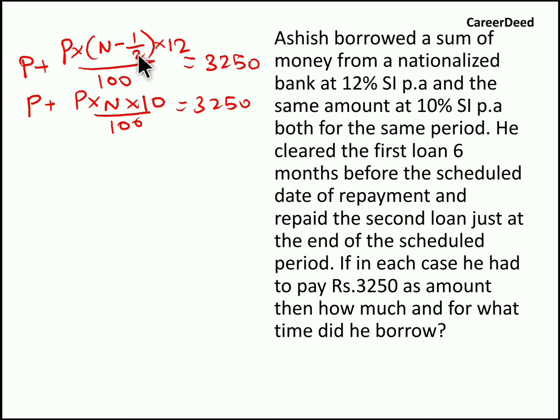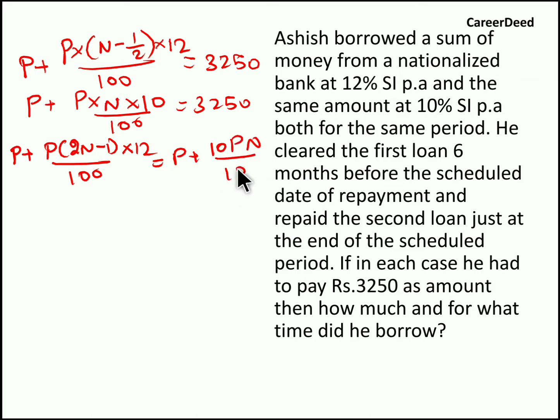So here when you multiply this 2 by n, 2n minus 1 by 200, right? So P plus P into 2n minus 1 into 12 by 100 equal to P plus 10 Pn by 100, because 3250 equals 3250, both are equal, right? So just equate these values, you will get the answer. So here actually it's 200, right? Because you carry this 2 to the bottom, so it is 200.